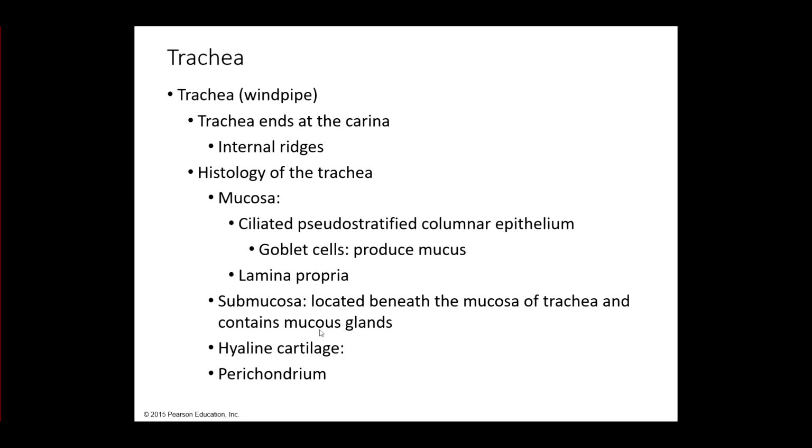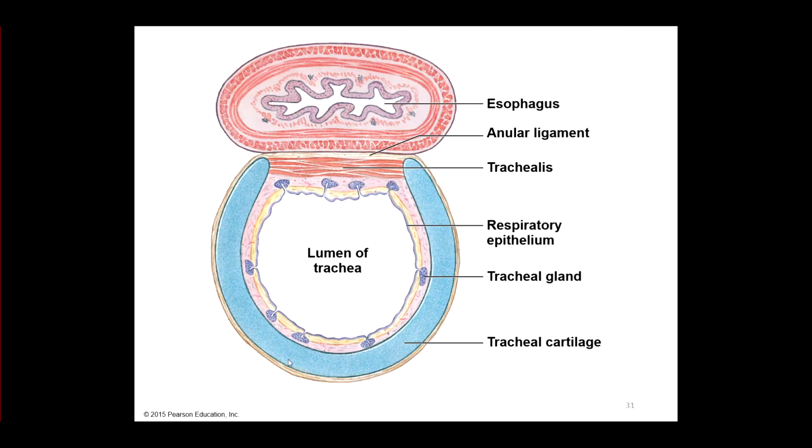When we bring the mucus up all the time, it's known as the mucus escalator. Right? We're continually bringing the mucus up. All right, then just outside that would be the hyaline cartilage, and then a lining around the hyaline cartilage known as the perichondrium. So let me take you back to this picture here for a moment.